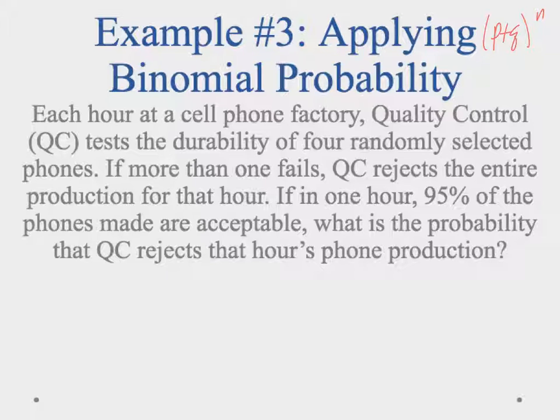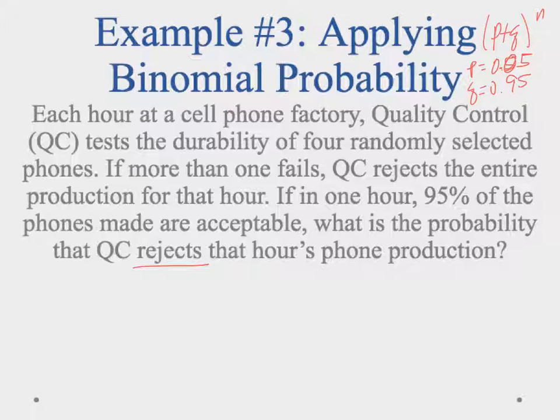So what we want, it says, what is the probability that they will reject that hour's phone production? So we want as our probability of success the failure. So the failure would be 5%. So 0.05 would be the probability of failure, because Q is the probability of success. And in this case, 0.95 was the success rate.